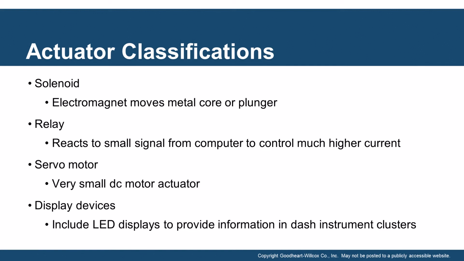We have a relay as well, and that reacts to a small signal from a computer to control a much higher current. We also have what they call servo motors that are very small DC motor actuators. These motors, sometimes referred to as stepper motors, are actually the controls that are up in the dashboard of your car. And then we have display devices, which include LED displays to provide information on the dash and for the instrument cluster. So we have all kinds of different actuators within the vehicle.